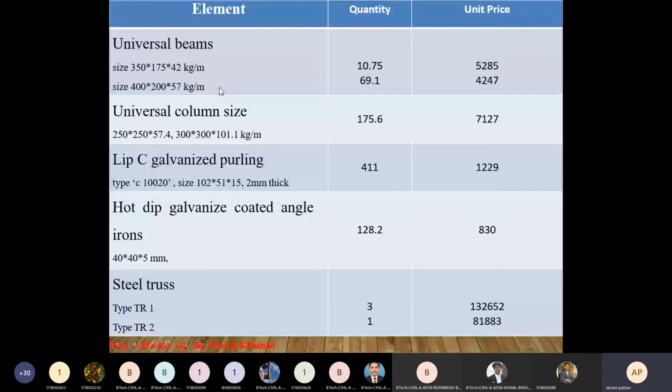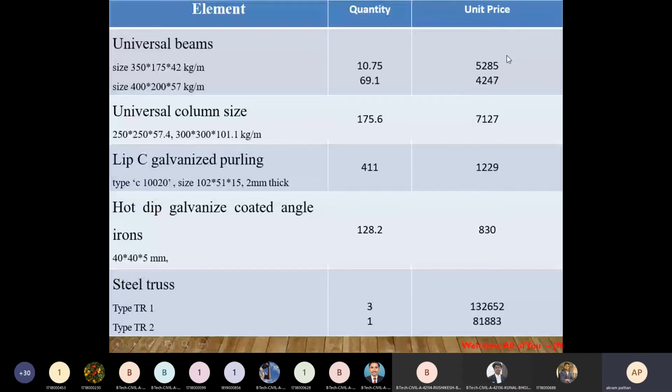So look at the quantity: 10.75 in case of the first universal beam, and for the second size 69.1. The unit price is 5285, and for the other size we have 4247. So this price is taken from the district schedule rate, okay, DSR. So DSR plays an important role to fix the unit price.